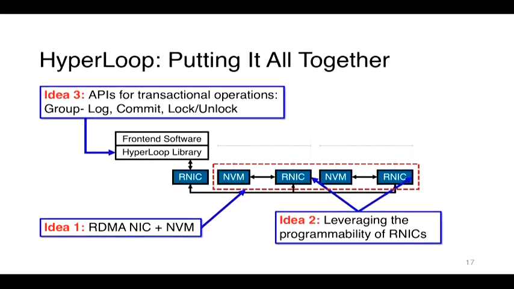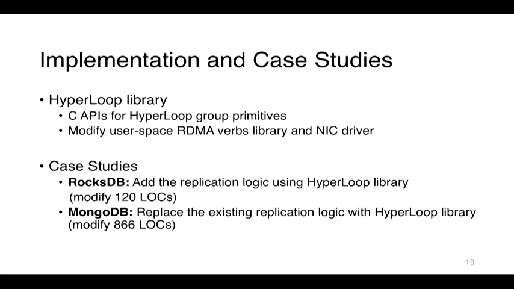Developers can use our HyperLoop primitives to build fast replicated storage transactional systems. We implemented HyperLoop primitives in a C API library. We implement the operation forwarding scheme by modifying a part of the user space verbs library, RDMA verbs library, and NIC driver.